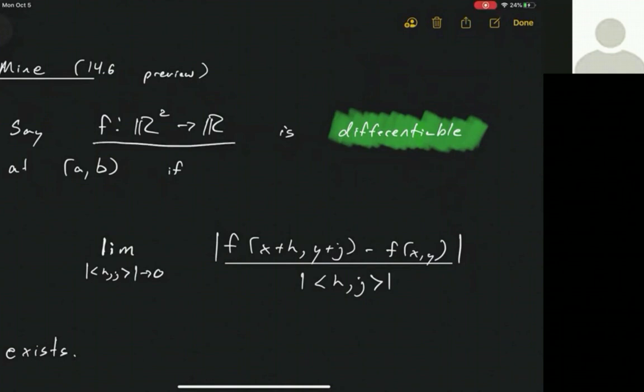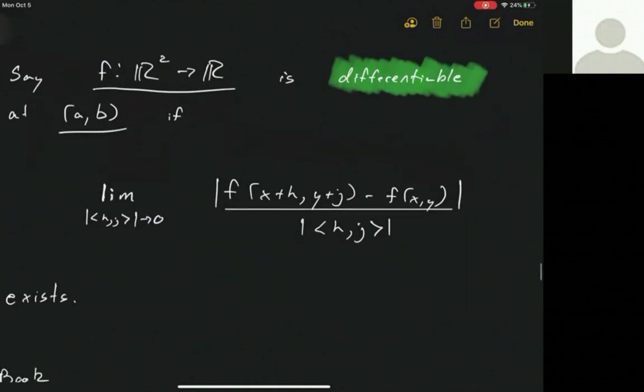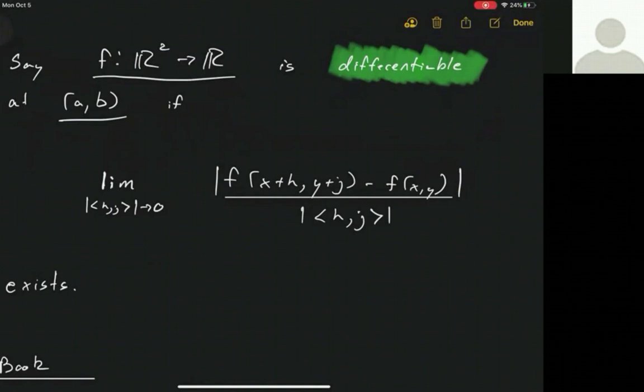Let's say I have a function from R2 to R. I'm going to say it's differentiable at the point (a, b) if this limit exists. What is this limit? It's the absolute value of f(x plus h, y plus j) minus f(x, y), over the magnitude of (h, j). So what's going on here? On top, I have an absolute value. Whatever I'm plugging into my function just gives me a number, and then I'm subtracting a number. So this is a number minus a number, and I'm taking the absolute value of a number.